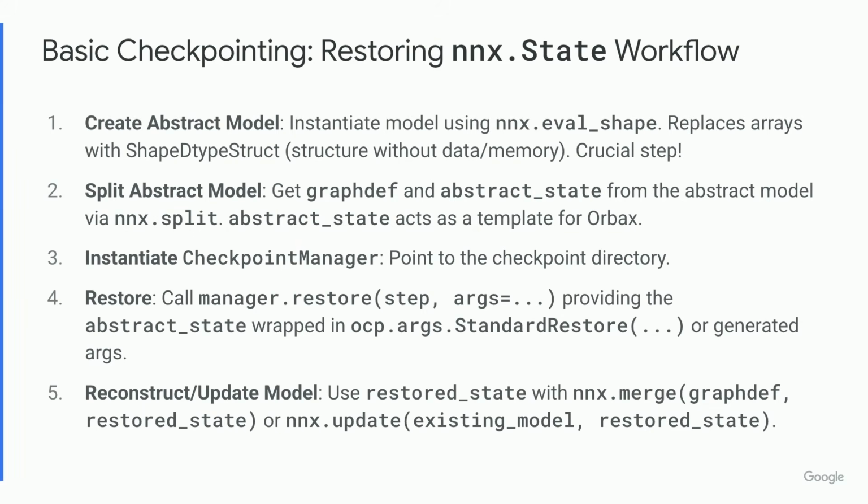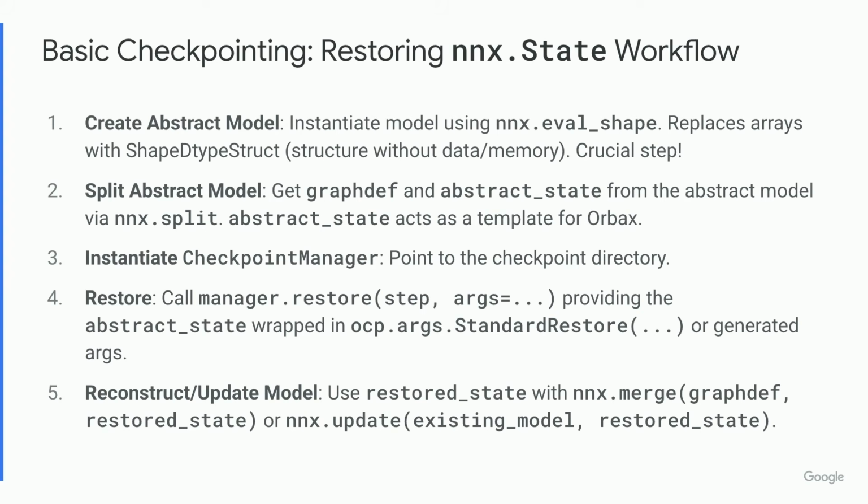Restoring requires a slightly different approach because Orbax needs to know the structure of the data it's loading. We usually don't have a fully materialized model instance ready, although we might. So the first step is to create an abstract model using nnx.eval_shape. This creates an instance where all arrays are replaced by lightweight objects containing just their shape and data type. No actual data is allocated.